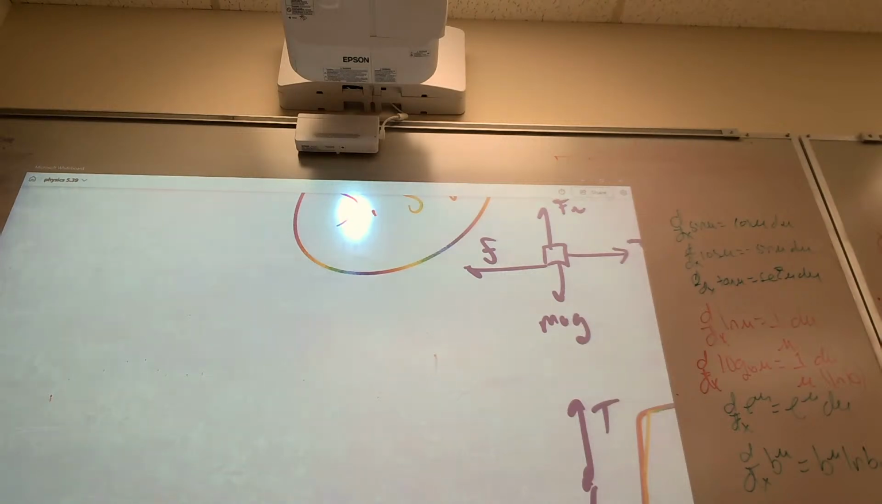Once you do your free body diagram, you write your sigma fx and sigma fy for the one on the table, and then you write your sigma fy for the one in the air.